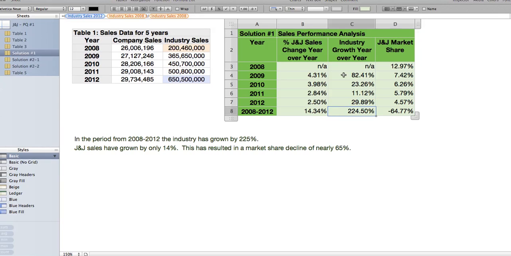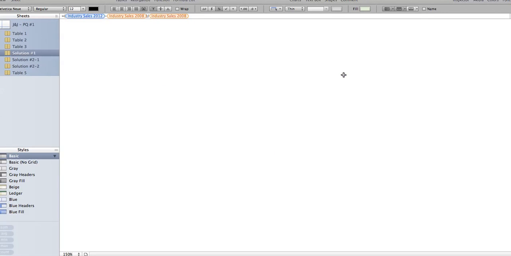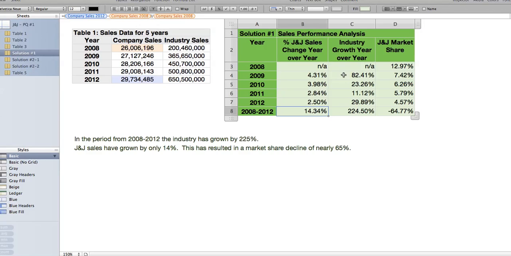Overall, over the 5-year period, we see the industry grew by nearly 225%. So J&J were growing at 14%. The industry grew at nearly 225%. This invariably impacts market share because the company wasn't keeping pace with the industry. So if we look to the market share calculations, we see that trend as well. Now to calculate market share, we take the company's sales for any given year, divide by the industry sales, and we end up with their market share percentage.